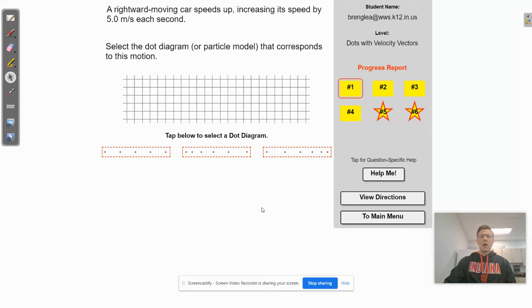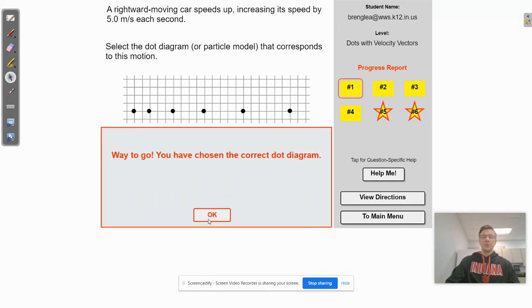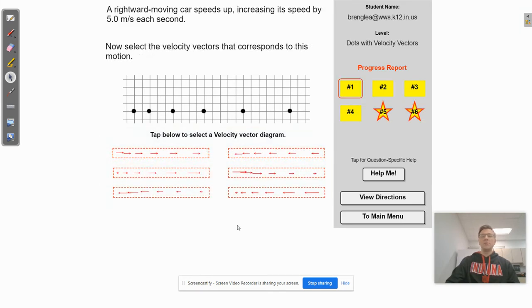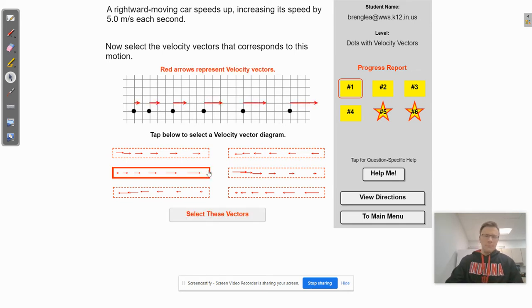Okay, so we'll do one more here. This one's essentially the same thing that we just did, except now the car is moving to the right. So rightward moving car speeds up, increasing its speed by 5 meters per second. So this obviously changes the motion map we're looking for. We want this one in the middle because it shows that as the object moves to the right, the spacing between the dots gets further and further apart. So it's moving faster. And then again, we're looking for arrows pointed to the right that are getting larger. So we want this one right here, where these arrows are getting larger.